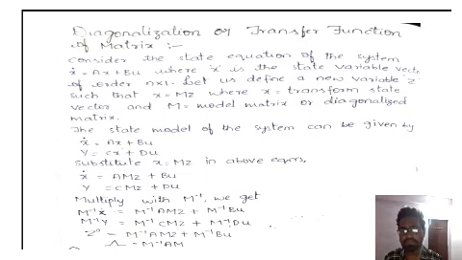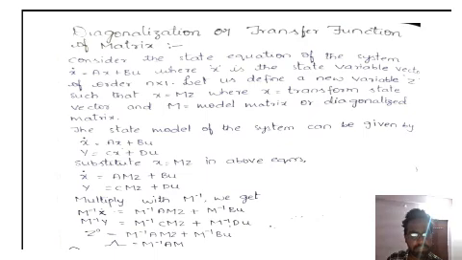The state model of the system can be given by x dot equal to Ax plus Bu, and y equal to Cx plus Du. Then substitute x equal to Mz in the above equations. Here the equation is substituted by Mz in the above x dot and y equations, and then finally we get x dot equal to AMz plus Bu, and y equal to CMz plus Du. Next multiply with M inverse, we get M inverse x dot equal to M inverse AMz.